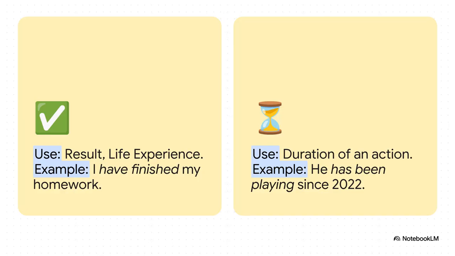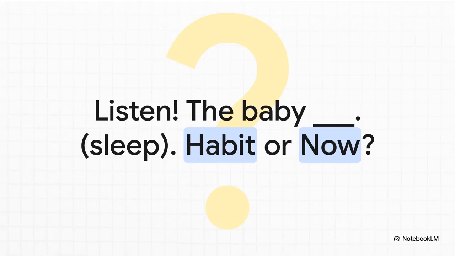Now, the perfect tenses. I know they can be tricky, but here's the key. The present perfect focuses on the result of something, or a life experience. I have finished my homework. The important part, the result, is that the homework is done. But the present perfect continuous, that's all about the duration. He has been playing since 2022. See how the focus is on how long the action has been going on? Result versus duration.